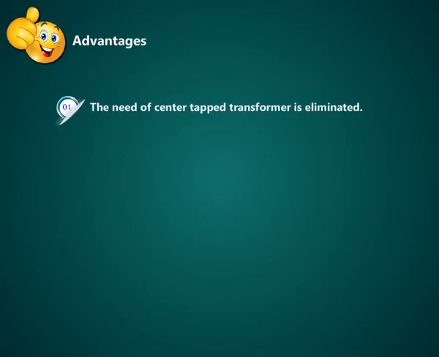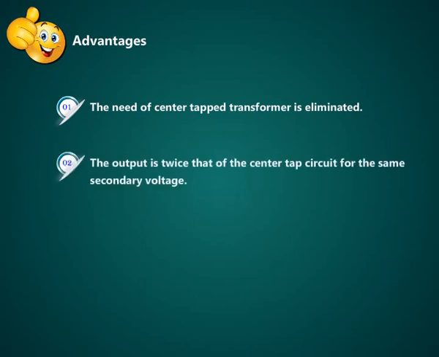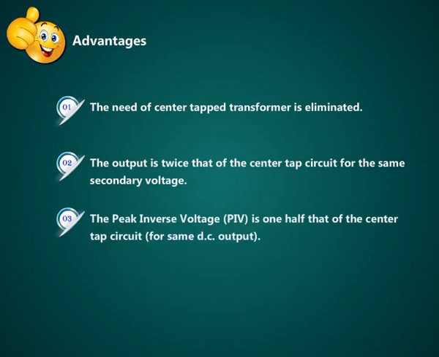Advantages. The need of a center-tapped transformer is eliminated. The output is twice that of the center-tap circuit for the same secondary voltage. The peak inverse voltage PIV is 1/2 that of the center-tap circuit for the same DC output.